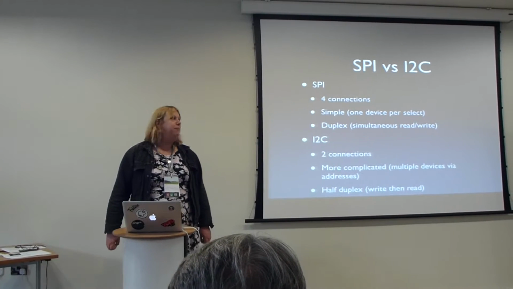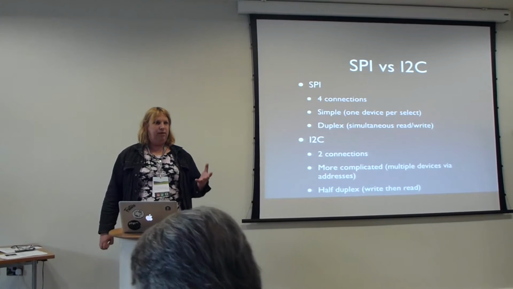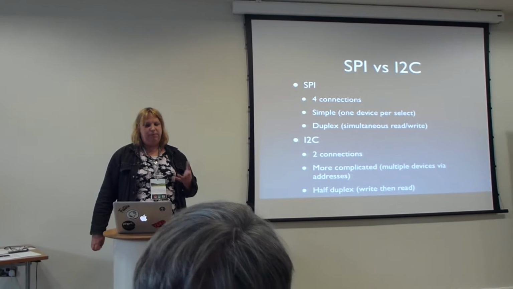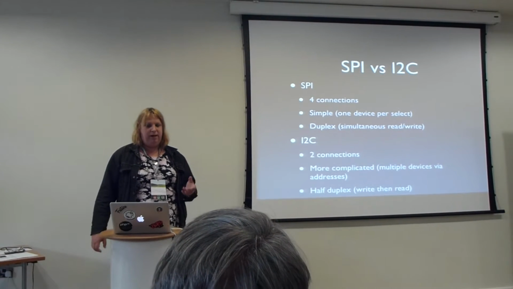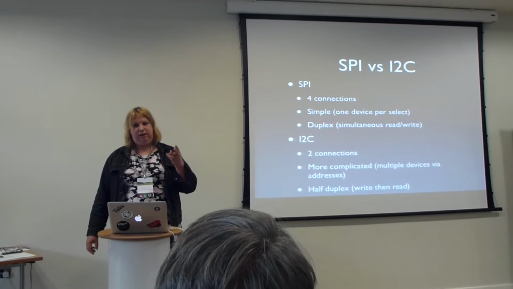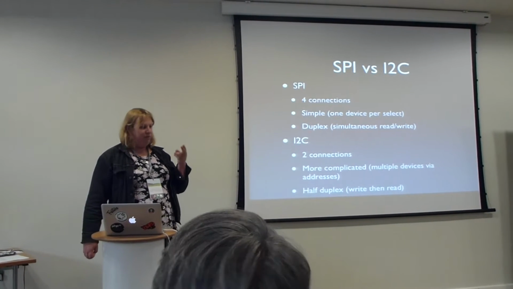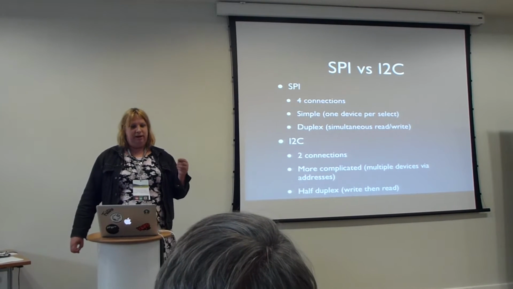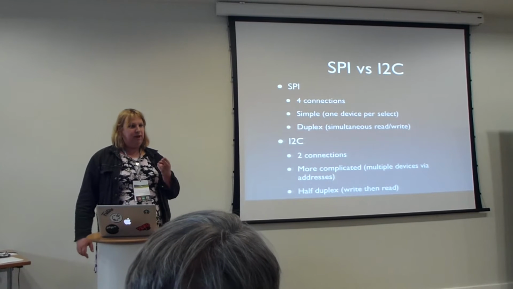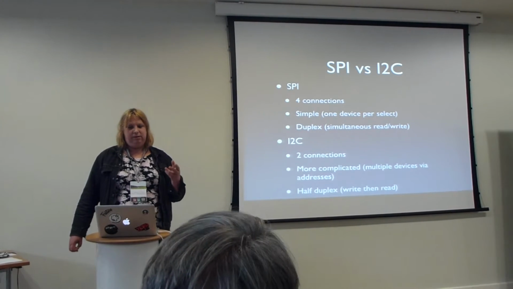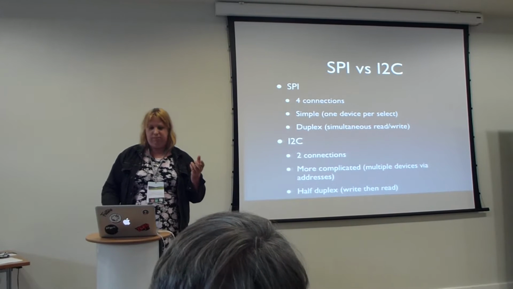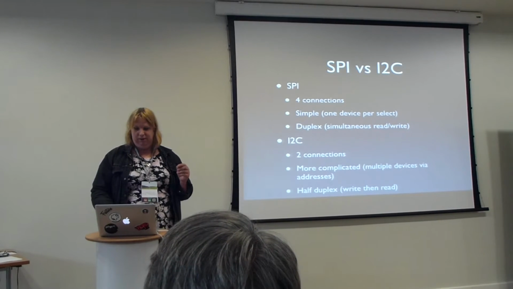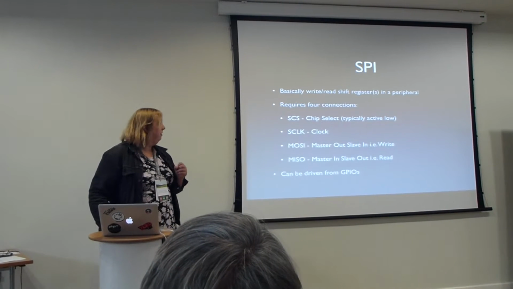Differences: SPI is simpler technology. I2C is actually simpler to use with multiple devices. SPI has 4 connections: read, write, chip select, and the clock. You can read and write at the same time, so it's full duplex. You need a chip select per client device. I2C has 2 connections, clock and a read-write line, so you tend to want to do things half duplex. But every device has an address, so you basically wire them all in parallel.